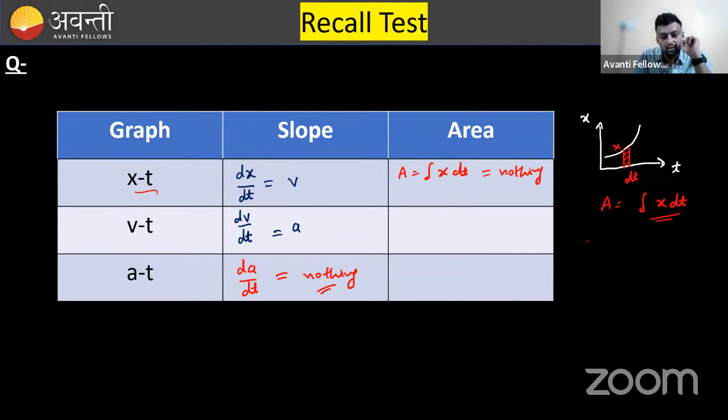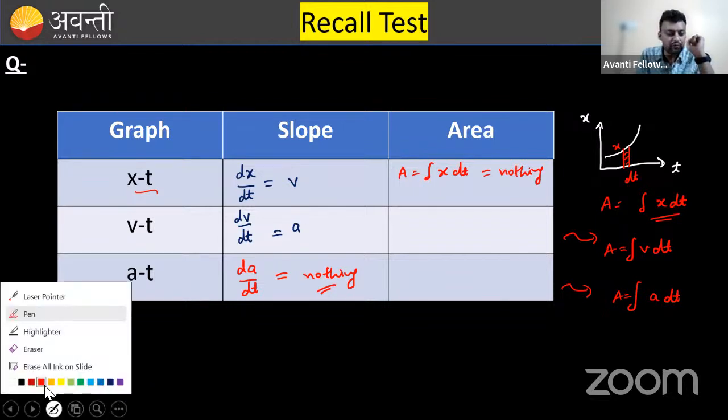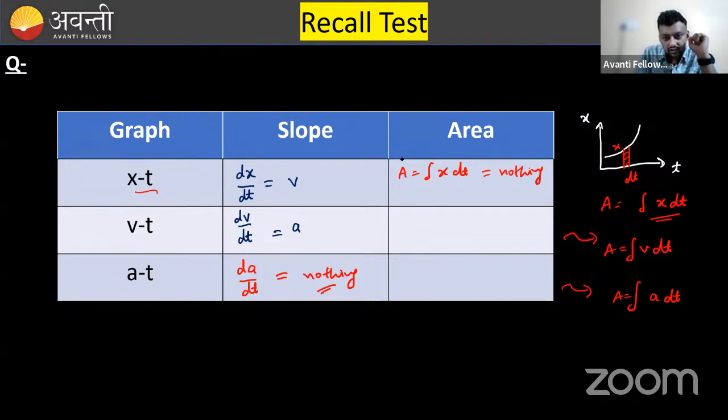Similarly, if I talk about the vt curve, area can be written as integral v dt. And if I talk about the acceleration time graph, area can be written as integral a dt. Clear? Now you have to fill the table. Area of the vt curve equals integral v dt, and what will it give?